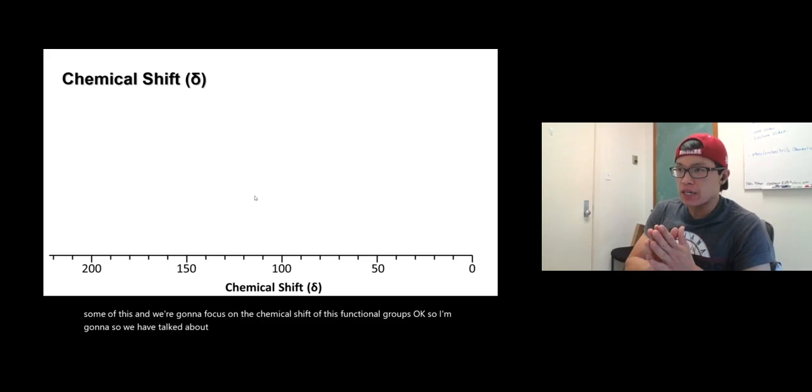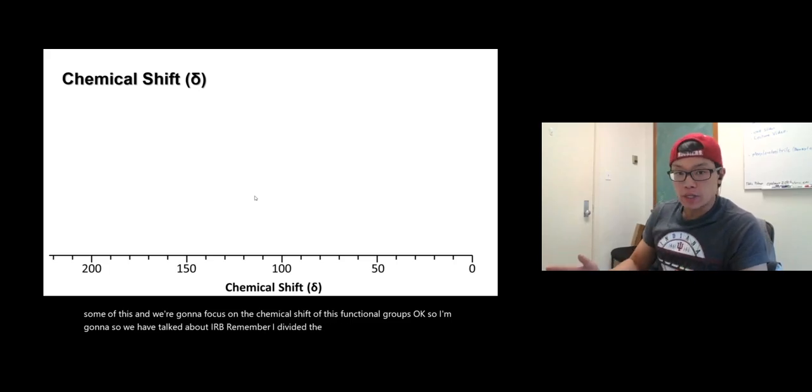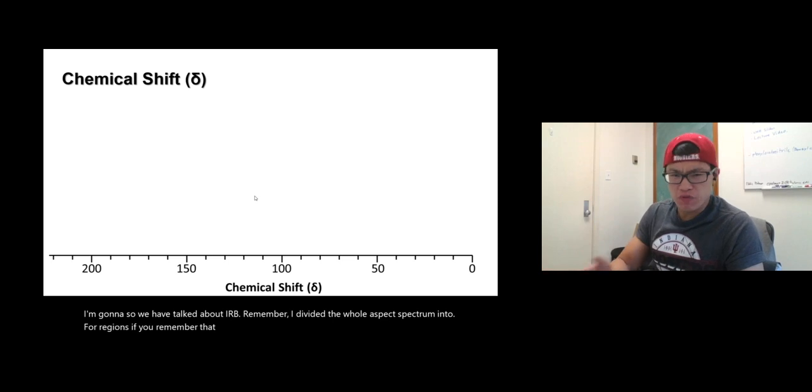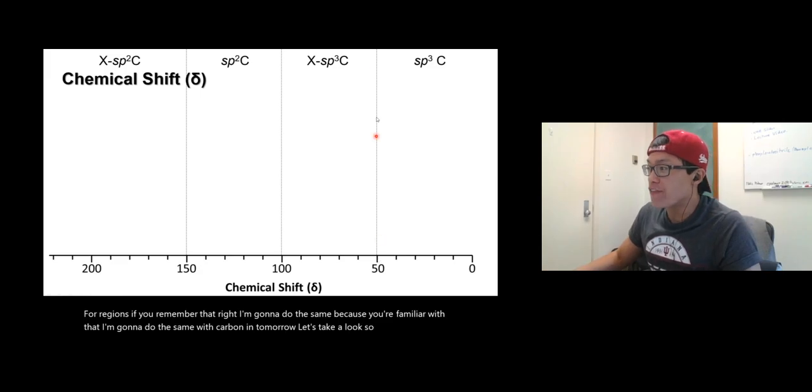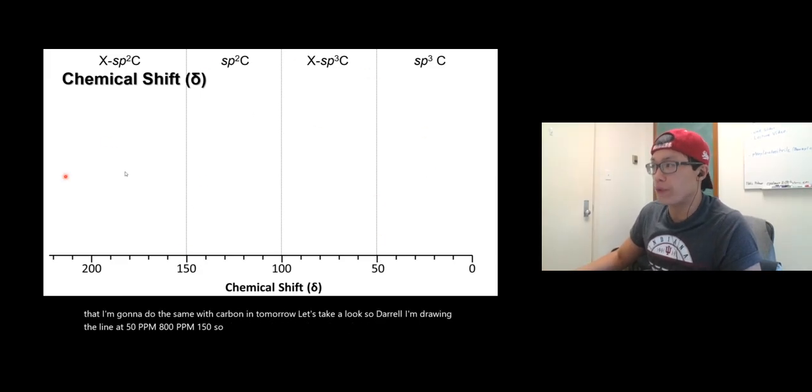Okay, so we have talked about IR. If you remember, I divided the whole IR spectrum into 4 regions. I'm going to do the same with carbon NMR. Let's take a look. So I'm drawing the line at 50 ppm, 100 ppm, 150. So we have four regions.